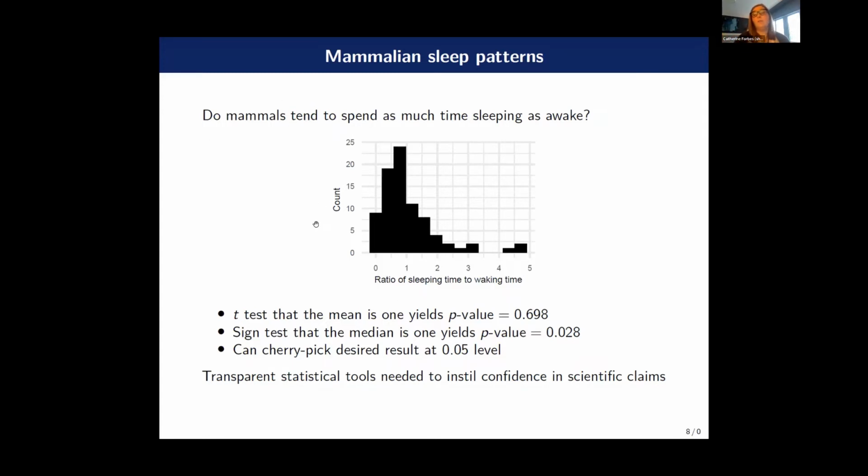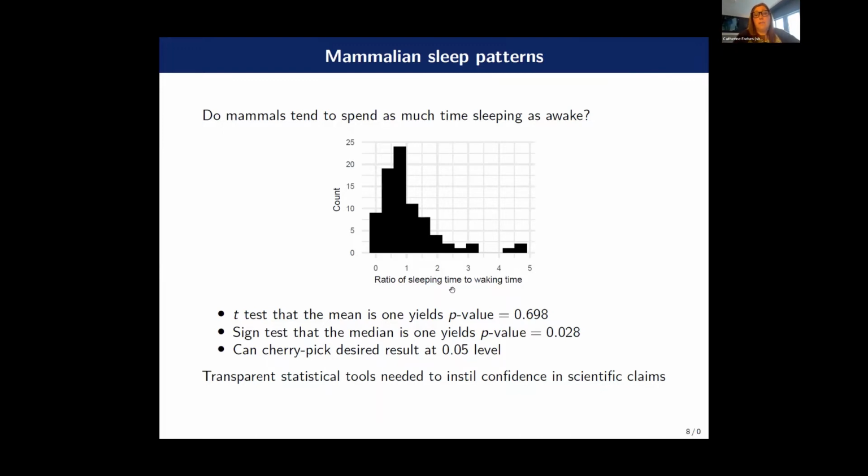And the question that we're just going to ask for illustration today is, do mammals tend to spend as much time sleeping as they do awake? And the data that's reported here are the ratios between the amount of time that the animal sleeps relative to the amount of time that they're awake across a wide range of different animals. So the distribution of the data, you can see, is quite skewed. And so there's some question as to what the center might be.